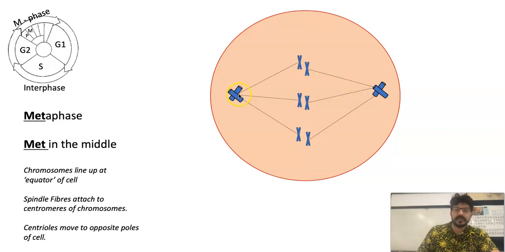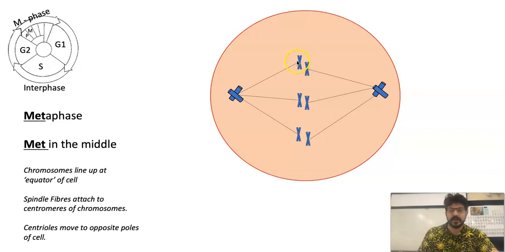What also happens is the spindle fibers then move and attach to the chromosomes where the X appears in the chromosome structure. And these are what we call centromeres. This is the attachment point during metaphase.